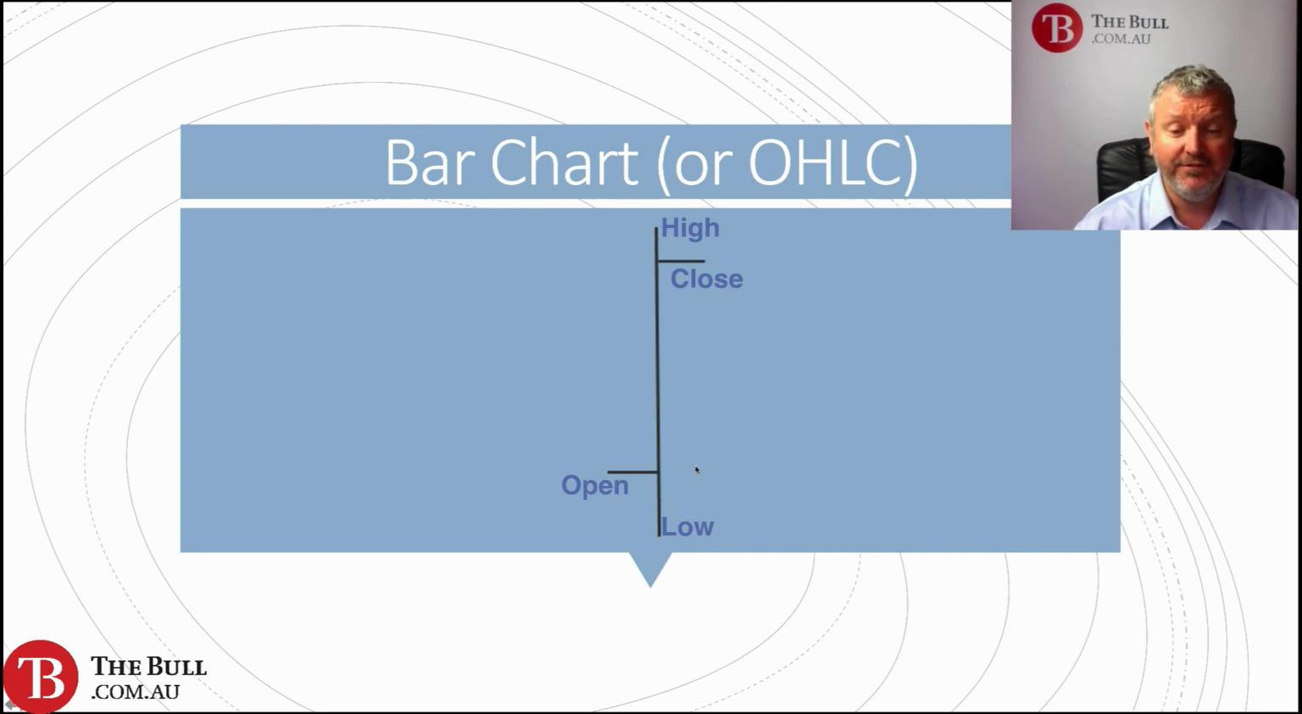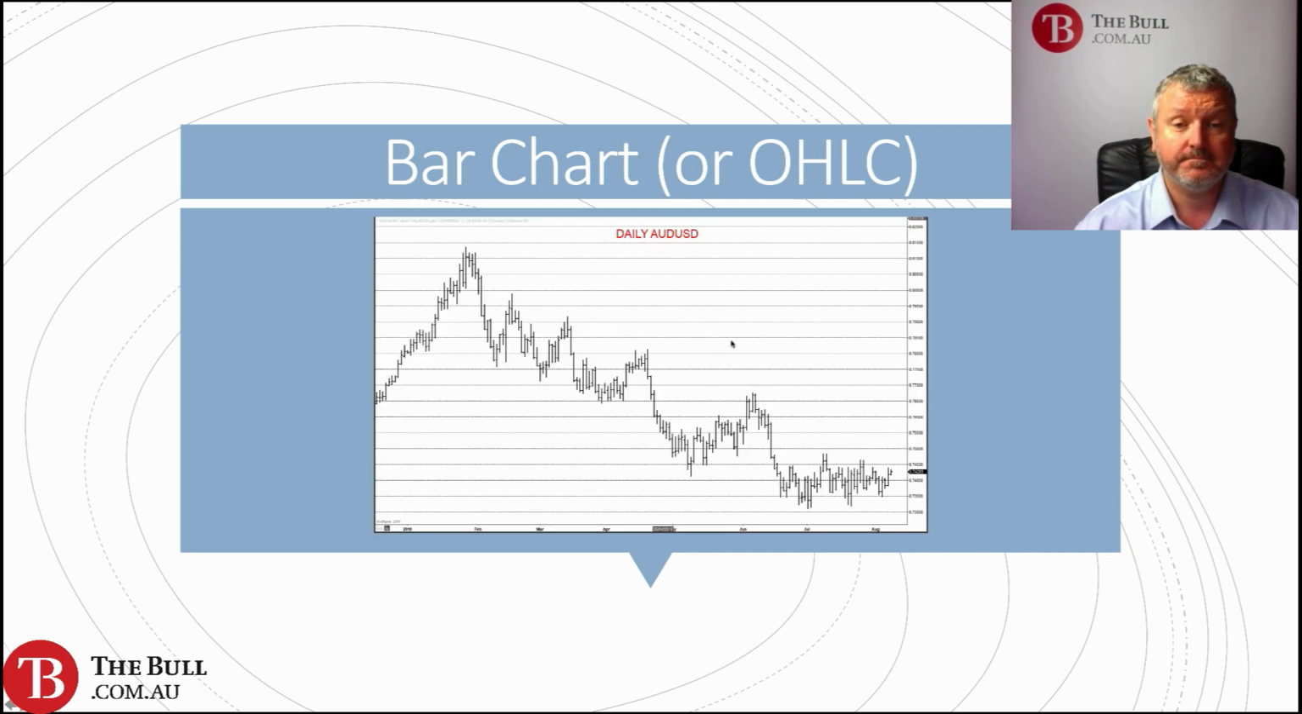Now the dash to the left is the open of the day, and the dash to the right is the close of the day. So here's an example of the daily Australian dollar chart. We have the market moving in a consolidation theme, but each one of these bars represents a day with the low, the high, the open, and the close. So that's a bar chart.